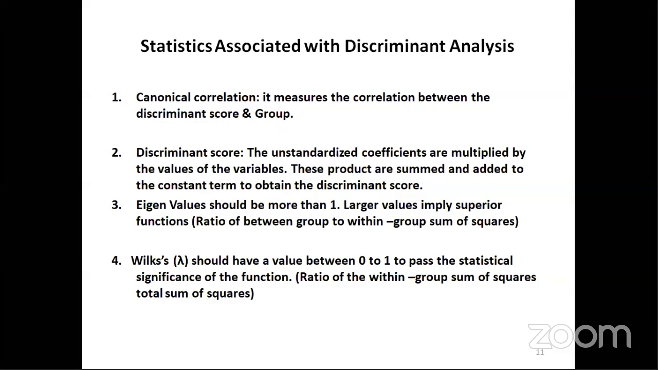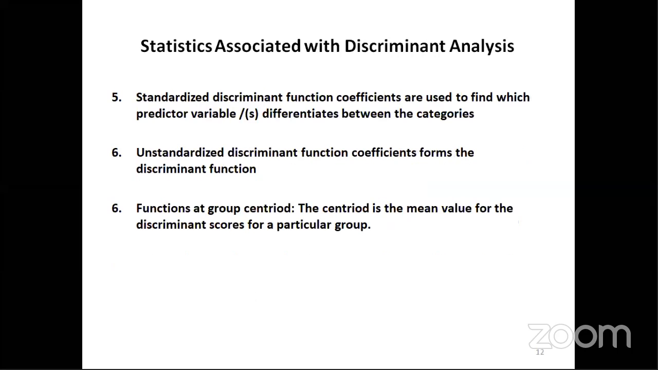We are not going to give more time on how you are going to estimate Wilks lambda, because once you apply discriminant analysis using SPSS, you will get the value of Wilks lambda for each independent variable and for the whole function also. So now another statistic which is associated with discriminant analysis is the standardized discriminant function coefficient.